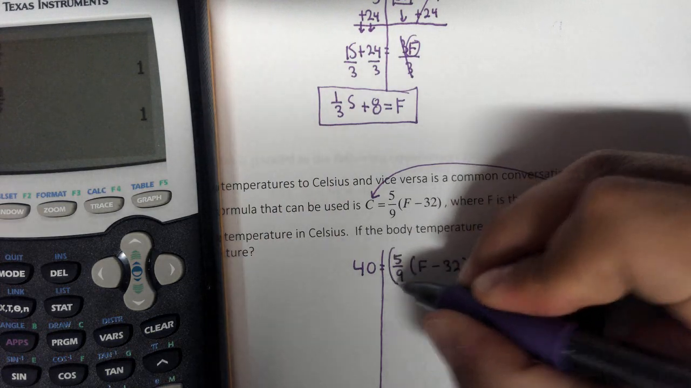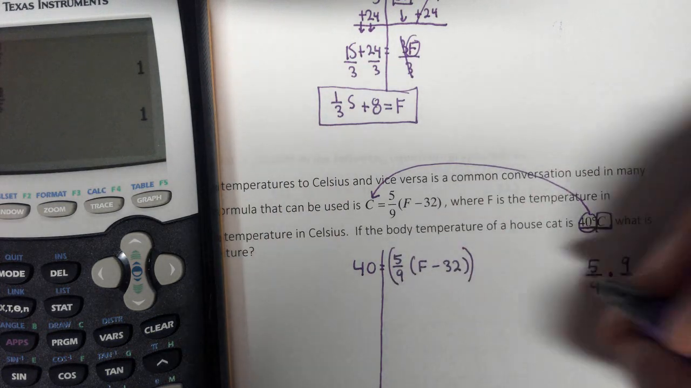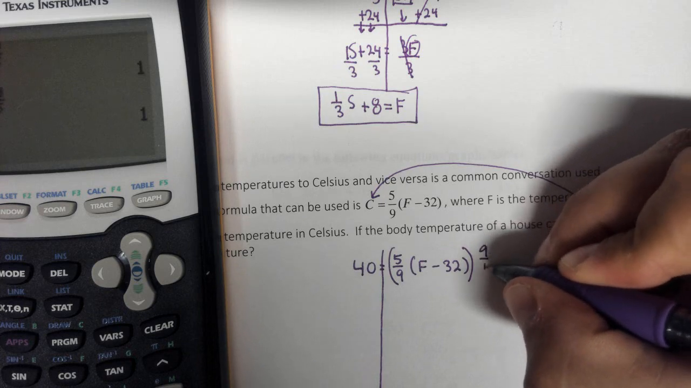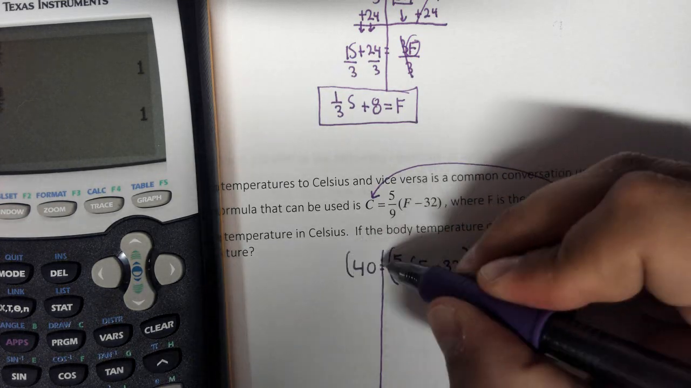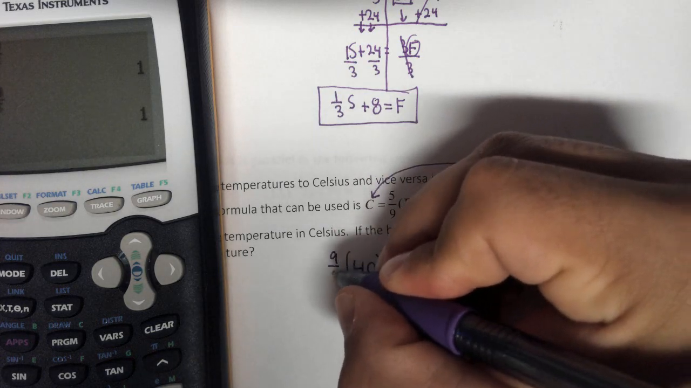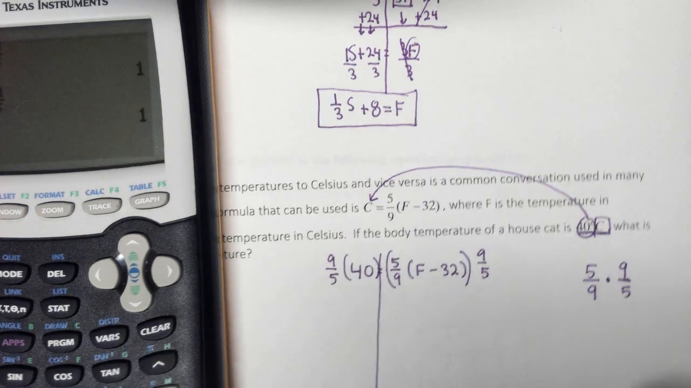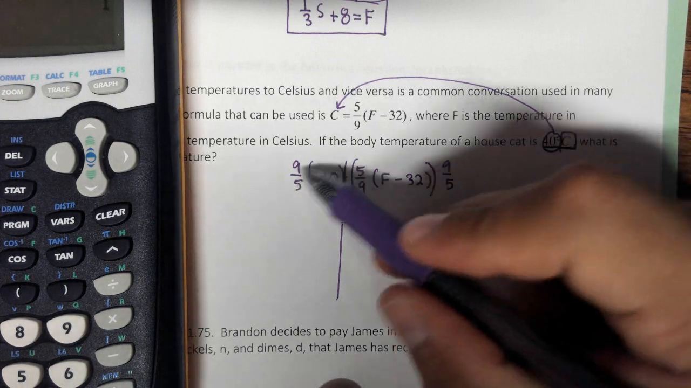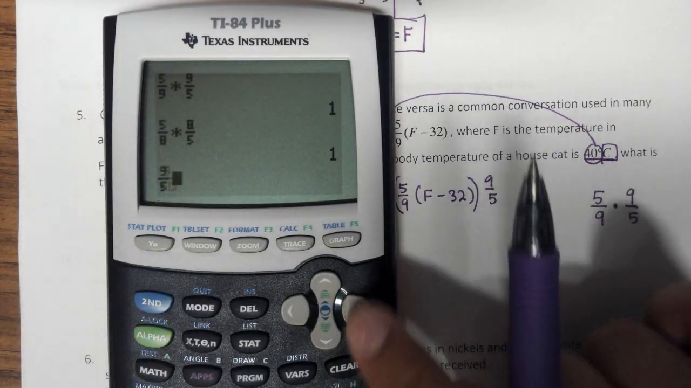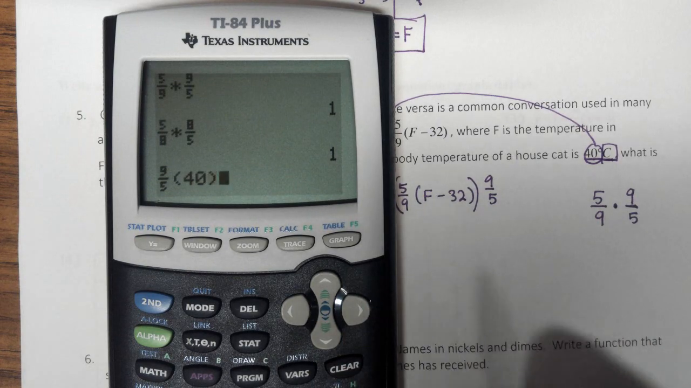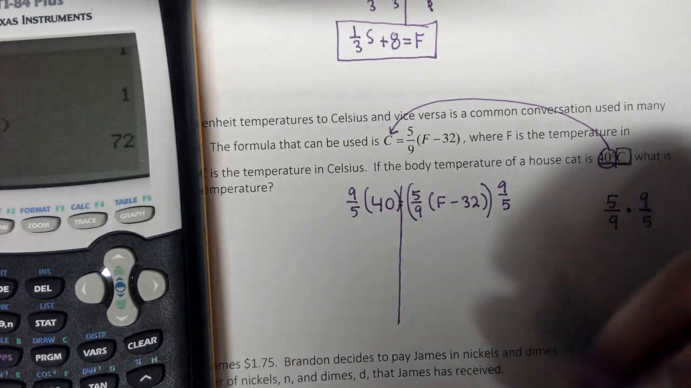So I'm going to go ahead and take this whole side of this equation, multiply it by the reciprocal, which is going to be 9 over 5. And remember that if you do something to one side, you also have to do it to the other side. Okay. On this side, we actually have to type this into the calculator, so we're going to do 9 over 5 times 40, which is going to give me 72.